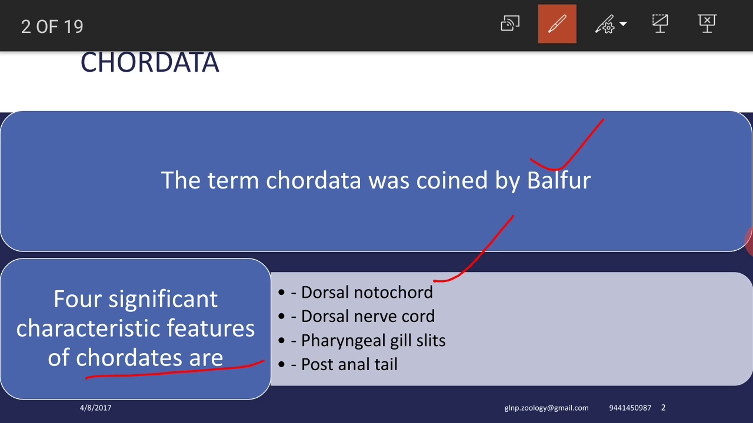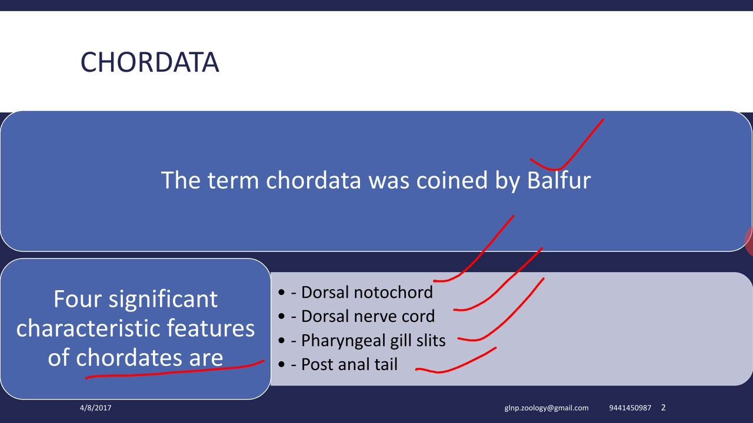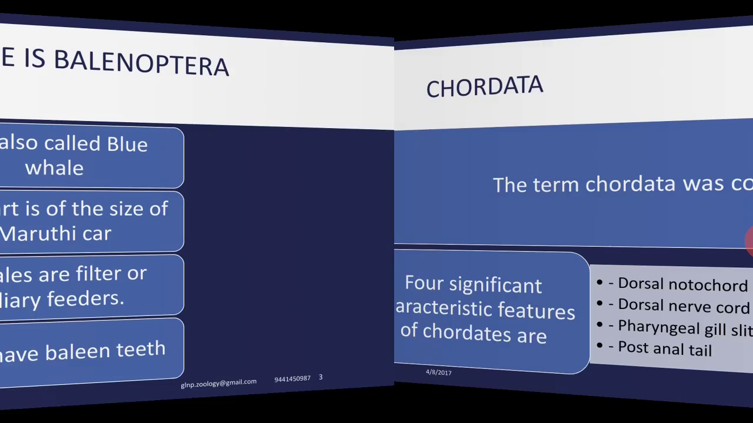That is dorsal notochord, dorsal nerve cord, pharyngeal gill slits, and post-anal tail. These four characters, namely dorsal notochord, dorsal nerve cord, pharyngeal gill slits, and post-anal tail, should be seen either throughout the life of the chordates or at least in one of the life stages.